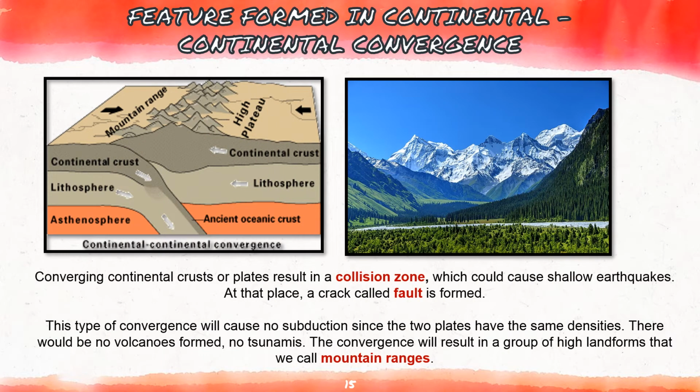This illustration shows the different features that are formed during a continental-to-continental convergence, and that is a mountain range. Converging continental crust or plates result in a collision zone, which could cause shallow earthquakes. At that place, a crack or fault is formed. This type of convergence will cause no subduction, since the two plates have the same density. That is the reason why there would be no volcanoes formed, no tsunami. The convergence will result in a group of high landforms that we call mountain ranges.